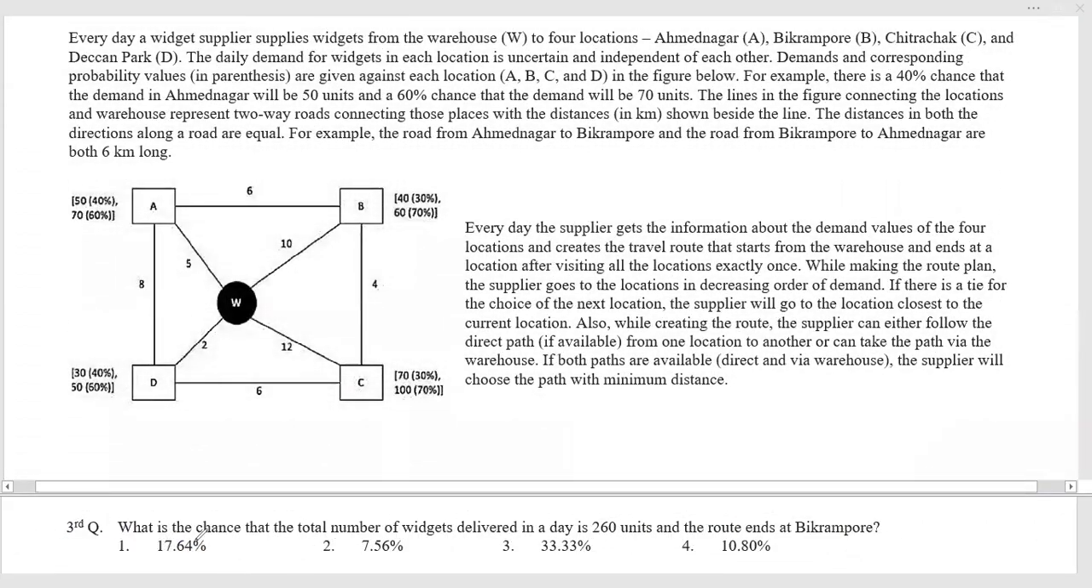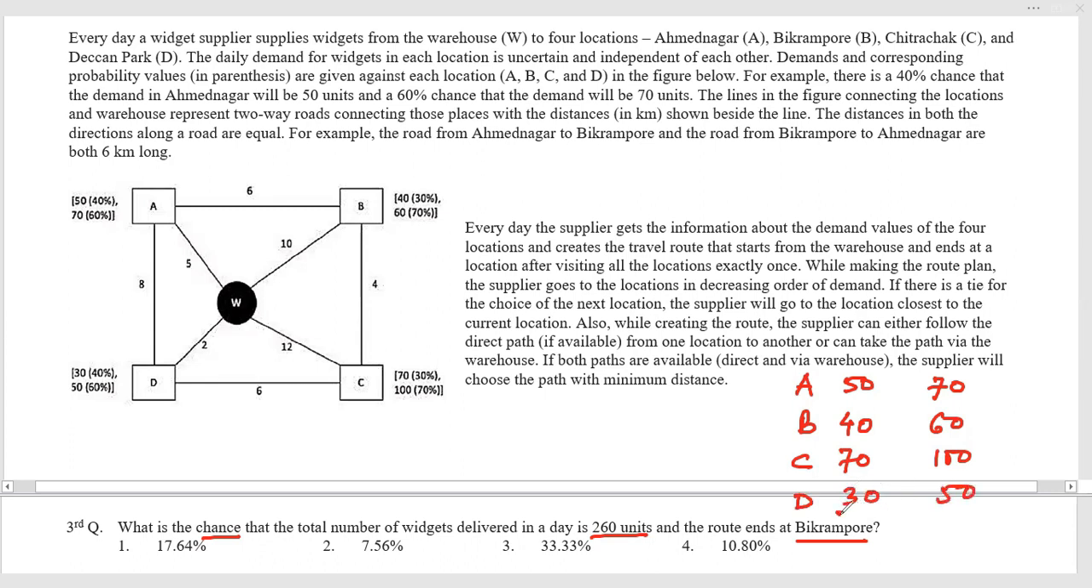Now let us understand the third question. What is the probability that the total number of widgets delivered in a day is 260 units, and the route ends at Vikrampura? Again, we need to do the same thing: A, two chances, 50 and 70. B, 40 and 60. C is 70 and 100. D is 30 and 50.